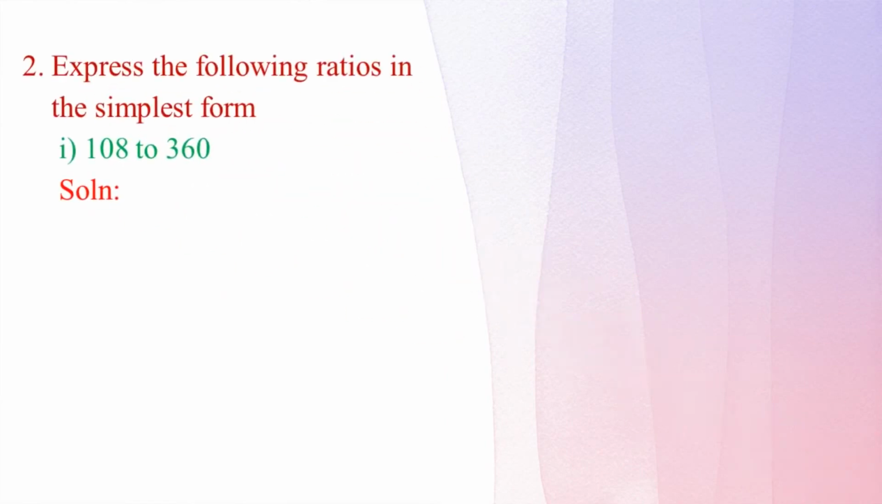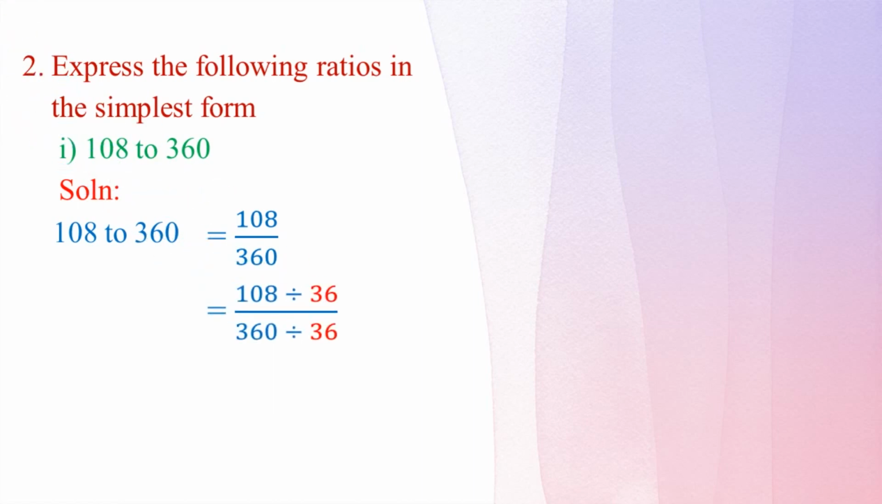Express the following ratios in the simplest form. First one, 108 to 360. Write in fraction, that is 108 divided by 360. The common factor of 108 and 360 is 36. When you divide the numerator and the denominator by 36, we get 3 by 10. So the ratio is 3 is to 10.